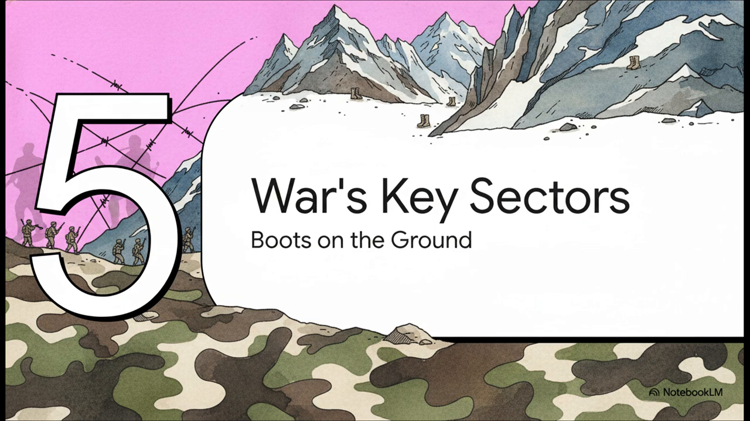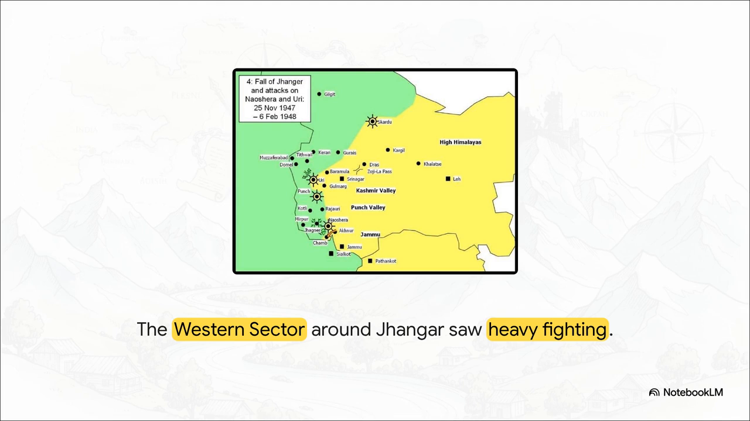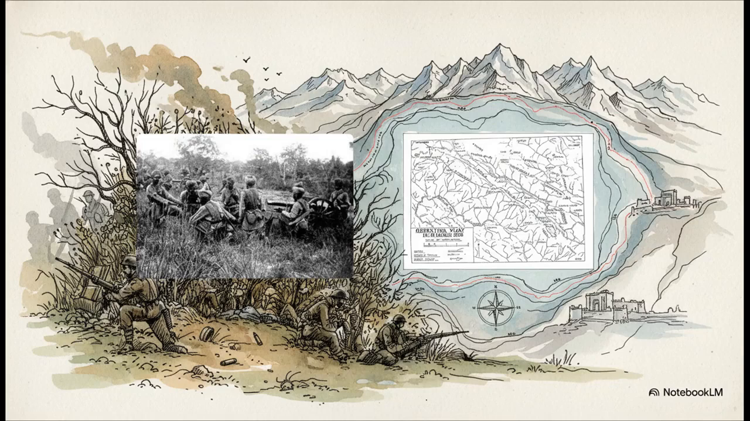Finally, let's look at Section 5, War's Key Sectors. We're going to zoom in on the actual boots-on-the-ground military actions and the immense geographic hurdles these soldiers were dealing with. Getting re-anchored geographically, if you look towards the bottom left of the region's map, you'll find the western sector. This specific area, around towns like Jangar, Nowshera, and Punch, became a primary theater for some really heavy early engagements. The rough terrain here completely dictated how supplies flowed and where both armies could even advance. And it really was a brutal tactical reality for the soldiers out in the field.